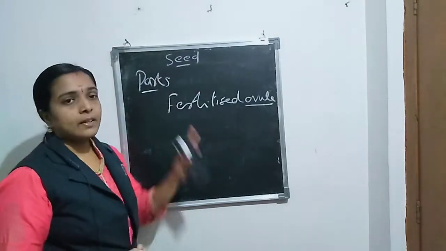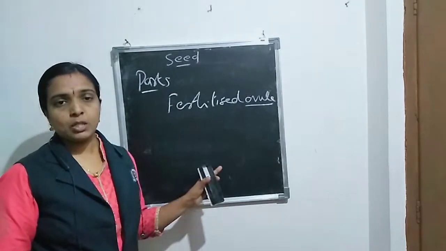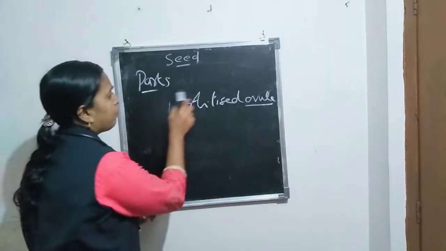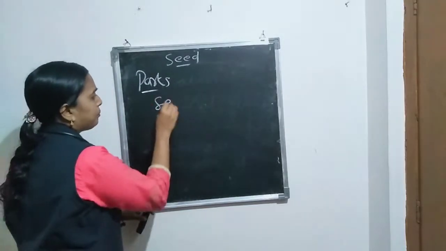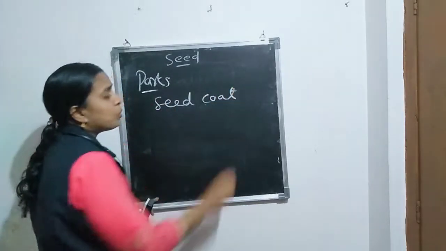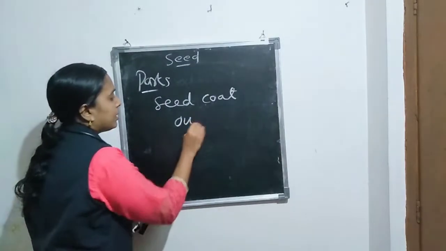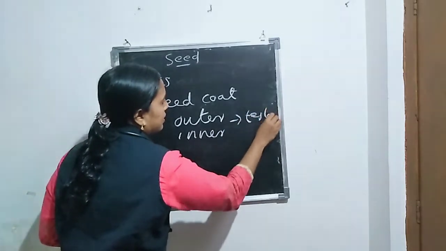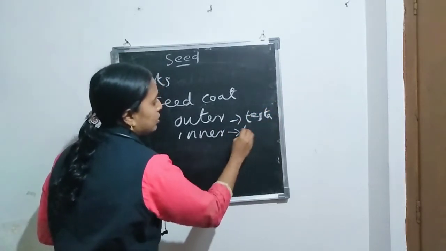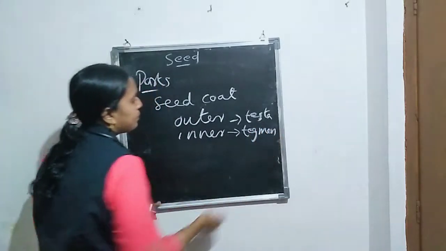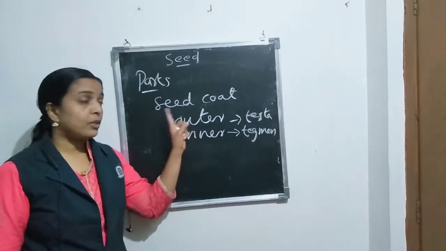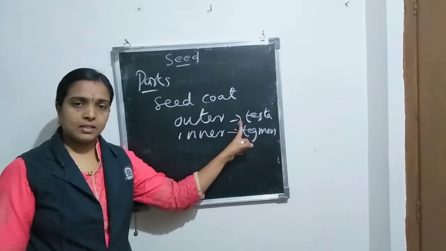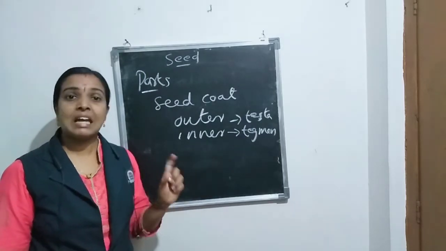Then these are the products of sexual reproduction. That is what a seed is. Then we can discuss the parts of a seed. There are different parts. First part is the seed coat. There are two seed coats present in a seed, outer and inner. Outer seed coat is known as testa and inner seed coat is known as tegmen.